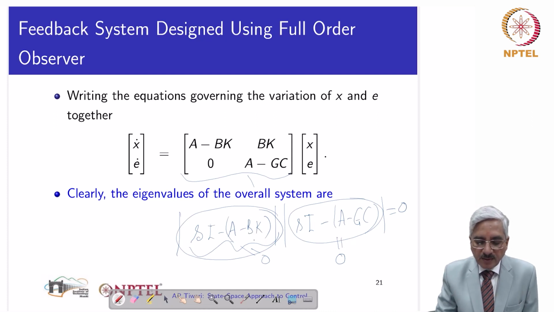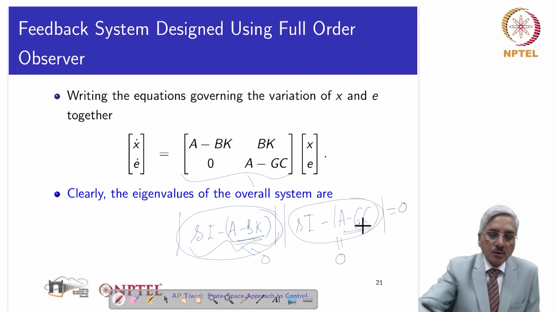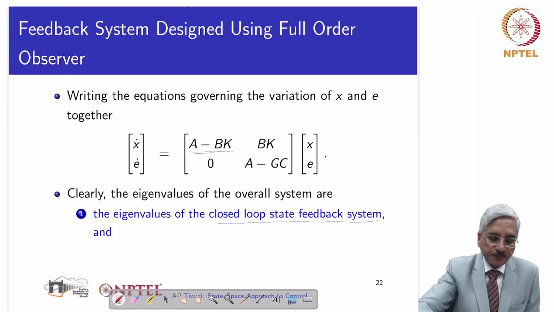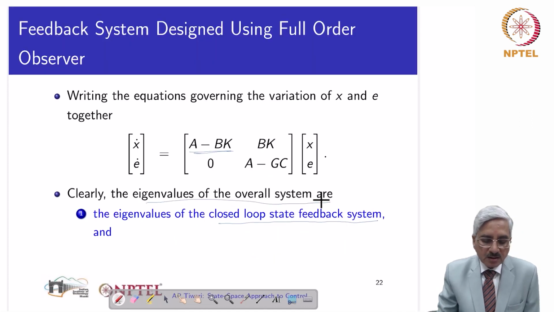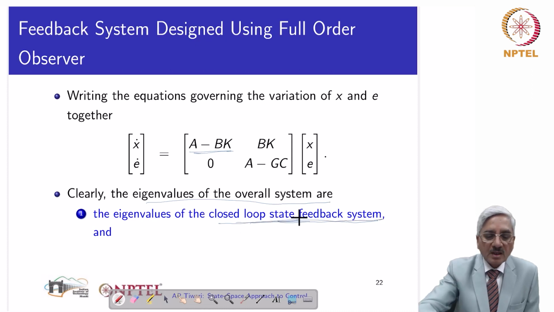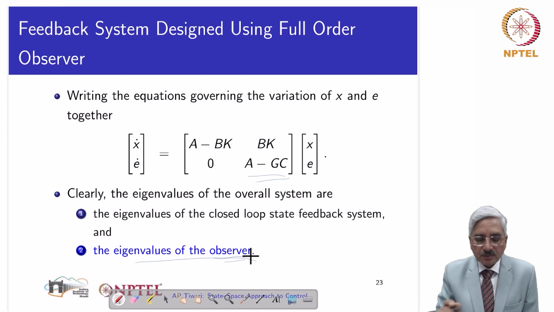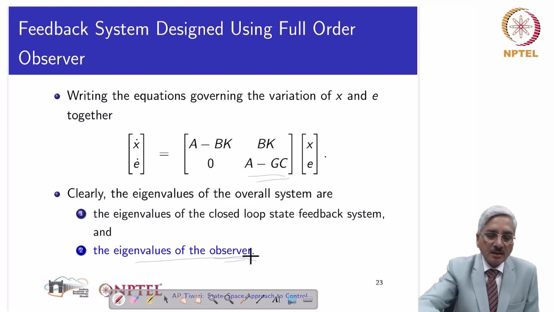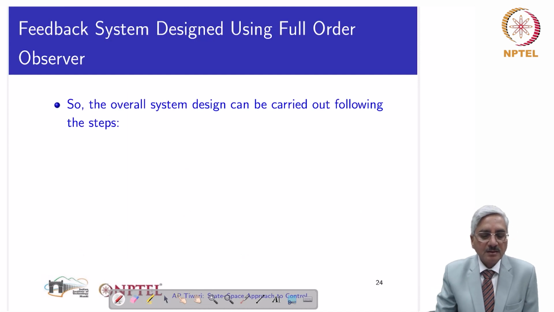And eigenvalues of A minus BK means the poles of the closed loop system with state feedback, and eigenvalues of A minus GC means poles of the observer with the gain G. So this is what is mentioned here, that the eigenvalues of the overall system are the eigenvalues of the closed loop system with the state feedback and the eigenvalues of the observer. This we have established mathematically.